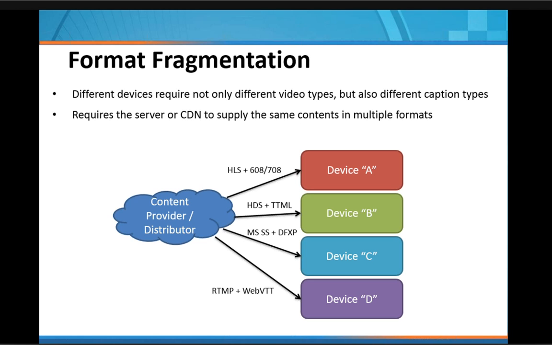But so we do have format fragmentation going on. If you want to deliver the same video to a variety of different devices, you have to use not only different streaming methods, but also different captioning methods. If you have a server or a CDN, content delivery network, that supports these different variants and can convert between them, then that's not so bad.